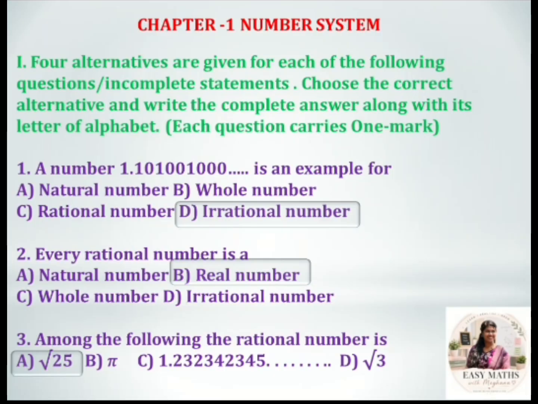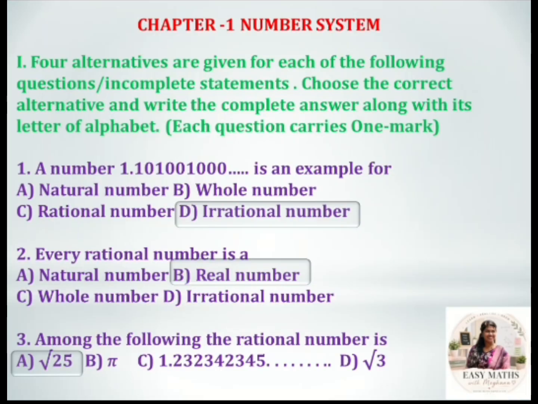Second question, every rational number is a natural number, real number, whole number, irrational number. The correct answer is real number. Student, as you know, the definition of the real number is the collection of both rational and irrational numbers. Therefore, the rational number is also included in the real number only. Therefore, every rational number is a real number.